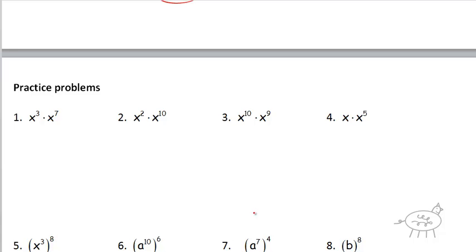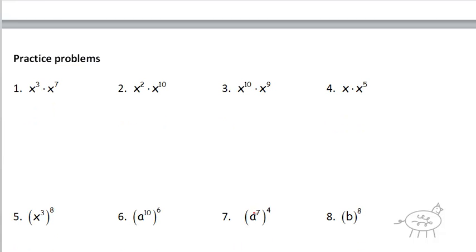Okay, so let's do some practice problems here. Again, these are really, really easy, guys, so you should go through these pretty fast. I'm going to add those together, so it's x to the 10th. 3 plus 7 is 10. X to the 12th. X to the 19th. Pretty easy. Now this is one where I should put a 1 here, so my answer is x to the 6th.